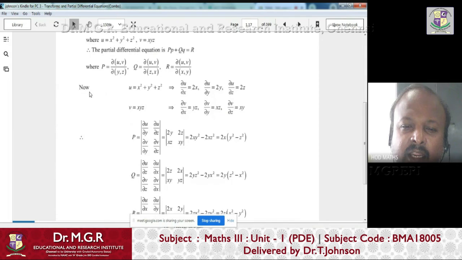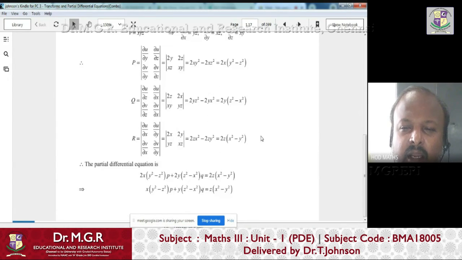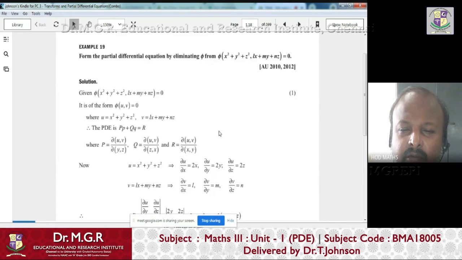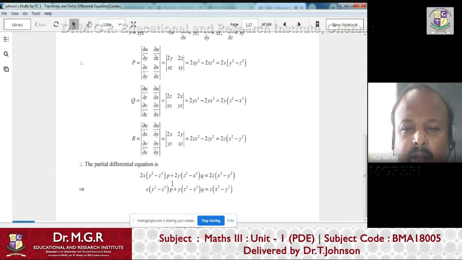And then again the same thing. For P, there is no x; for Q, there is no y; for R, there is no z. The same thing you can substitute here, then do the cross multiplication, and you will get a nice equation. And whatever nice values you are getting for P, Q, and R, you can substitute here, right?